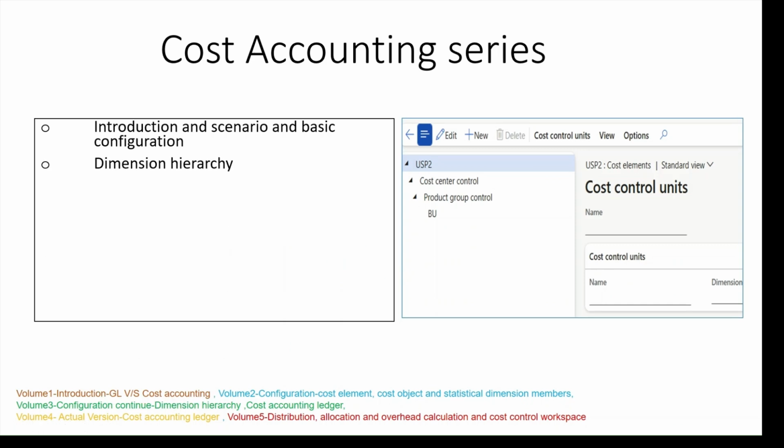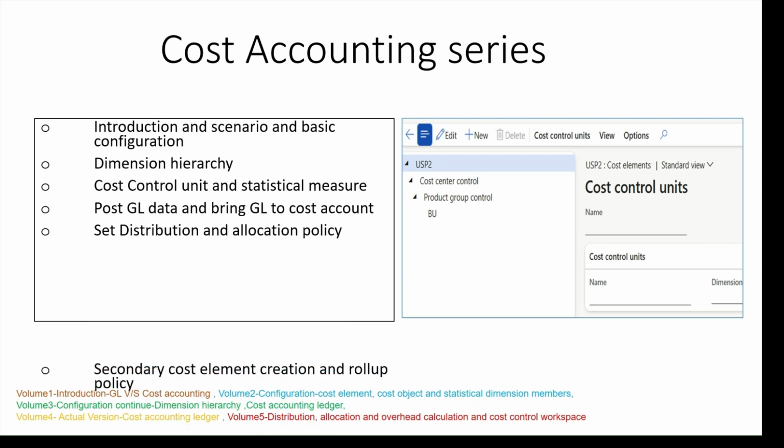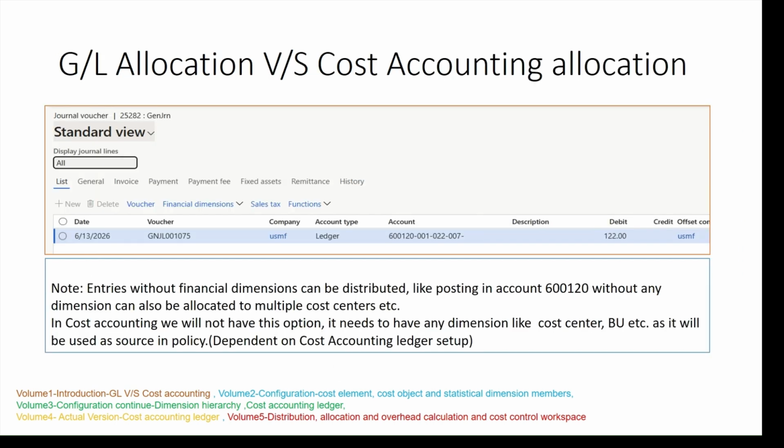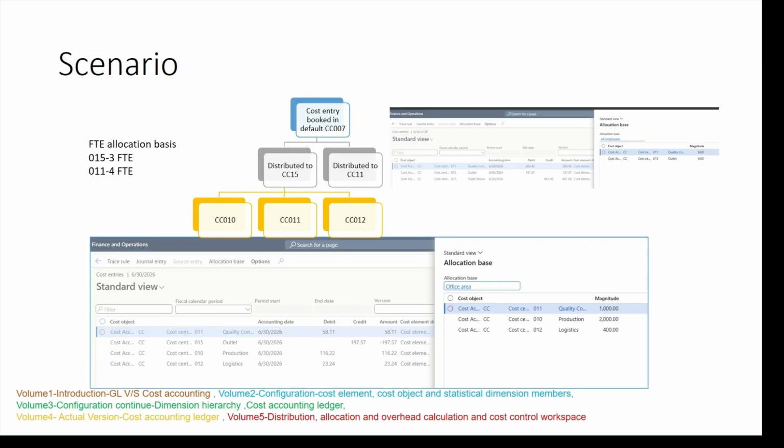We have covered this training in multiple volumes. In volume one, we spoke about the difference between cost accounting and the GL allocation. How is it going to be helpful for us? What is the requirement? Depending on that, you can decide to go with the scenario or the module. The scenario is where we say that I want to allocate a cost that is booked in the GL in 007. I'll be using this allocation or distribution policy within the cost accounting. For that, we'll have an allocation base that we will see.